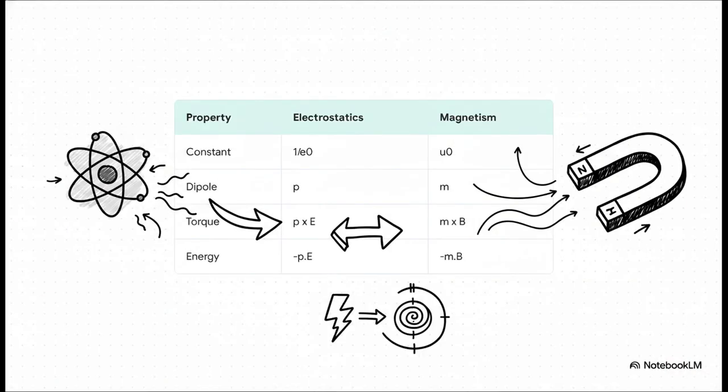And here is a huge shortcut for learning this entire chapter. It's like a physics life hack. It's called the dipole analogy. It proves that if you already know your electrostatics equations, you don't need to memorize a whole new set for magnetism. You just swap the variables. Trade the electrostatic constant for the magnetic constant, swap the electric dipole moment P for the magnetic dipole moment M, and change the electric field E to the magnetic field B. The math holds up perfectly.